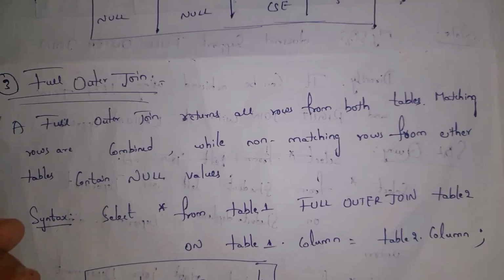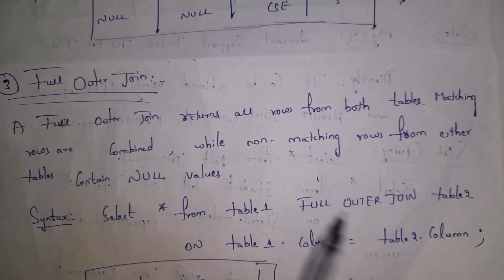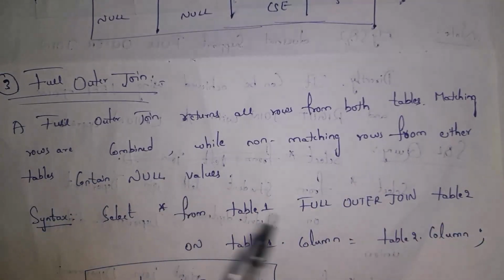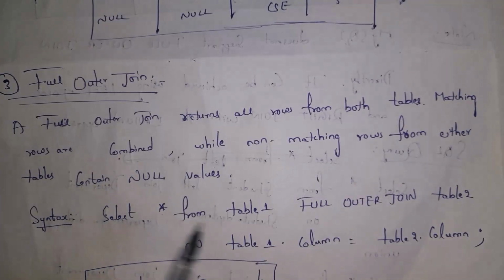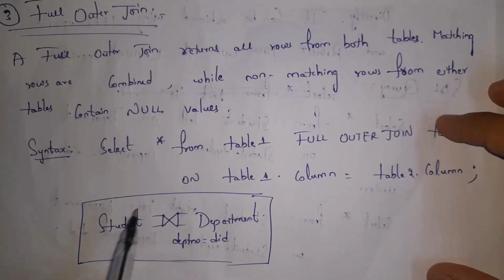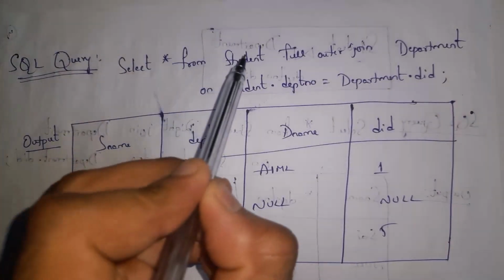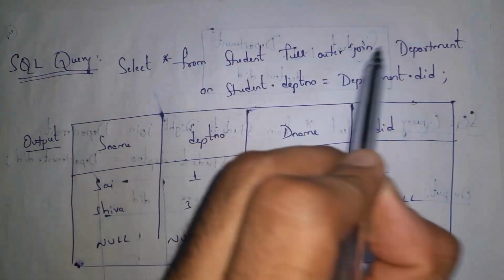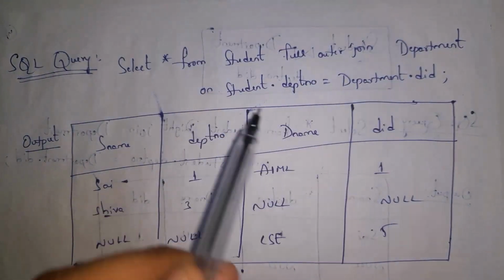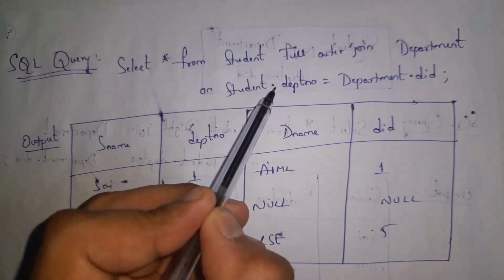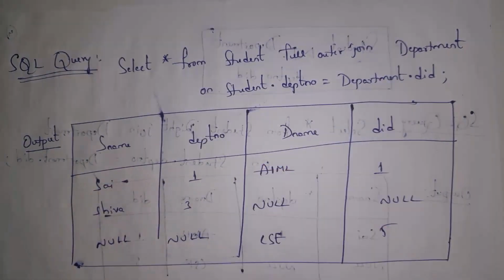Full outer join returns all the rows from both tables, matching rows are combined while non-matching rows are included as null. I'll give an example. This syntax, select star from table 1, full outer join table 2 on table 1 dot column is equal to table 2 dot column. This symbol, two lines pointing left side and right side. This SQL query, select star from student table, full outer join department table on condition, that is in student table, if department number column is equal to department table DID column, this condition match, I want to get that output. So at last use semicolon.